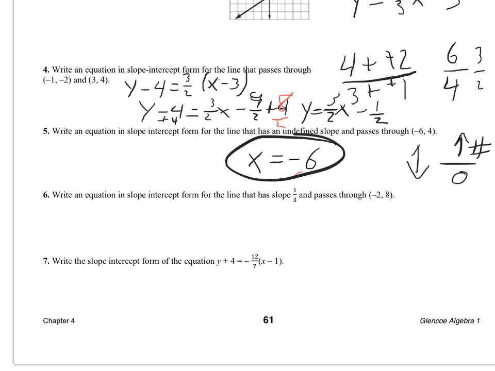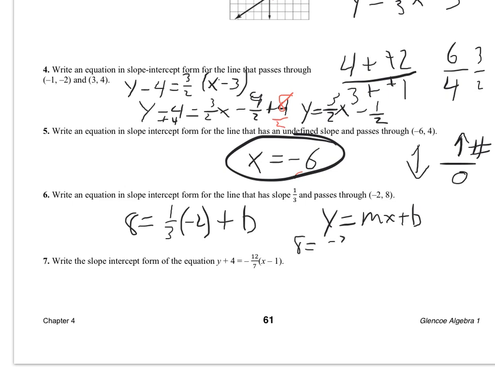Write an equation in slope-intercept form. The slope is 1/3, and it passes through the point (-2, 8). I can do that, and we'll use slope-intercept form. So y equals mx plus b, and that's 8 equals 1/3 times -2 plus b. 1/3 times -2 is -2/3, so I have 8 equals -2/3 plus b. Add that over.